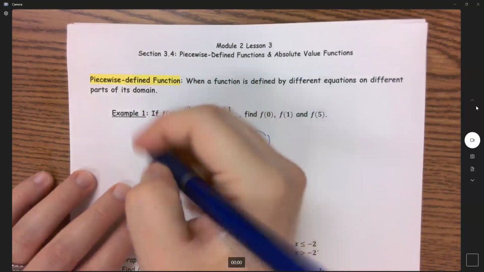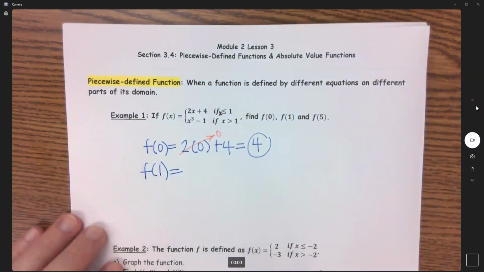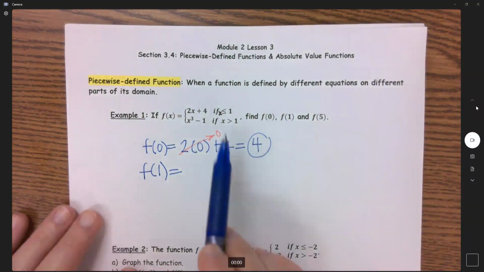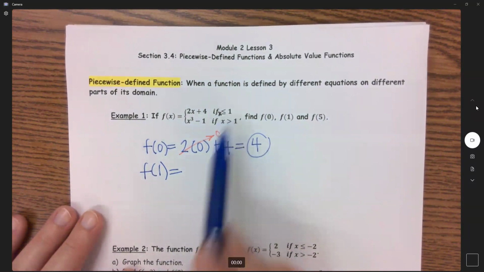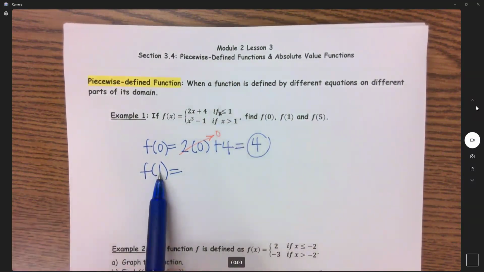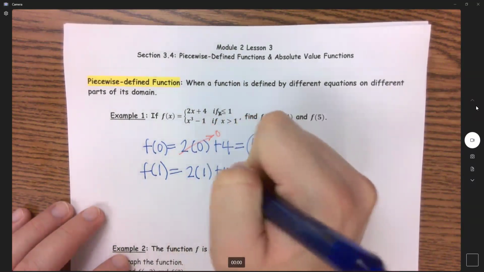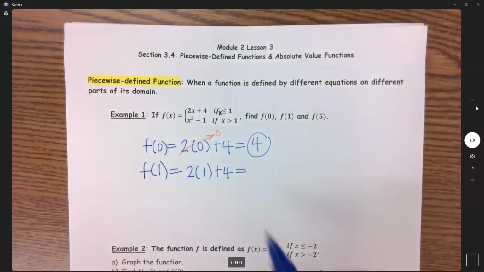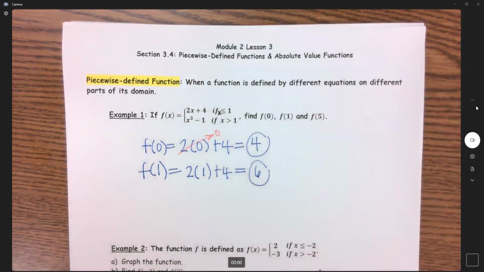So now we need to find f of 1. So which equation are we using here, the top one or the bottom one? Well, this top one says when x is less than or equal to 1, I have a value, an input that equals 1. So we're still using this top one here. So I'm putting in this number, that 1, for this x, so 2 times 1 is 2, plus 4 gives me 6.